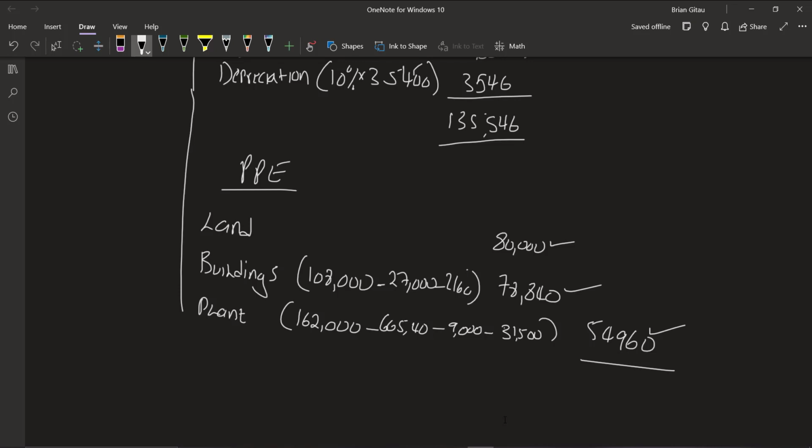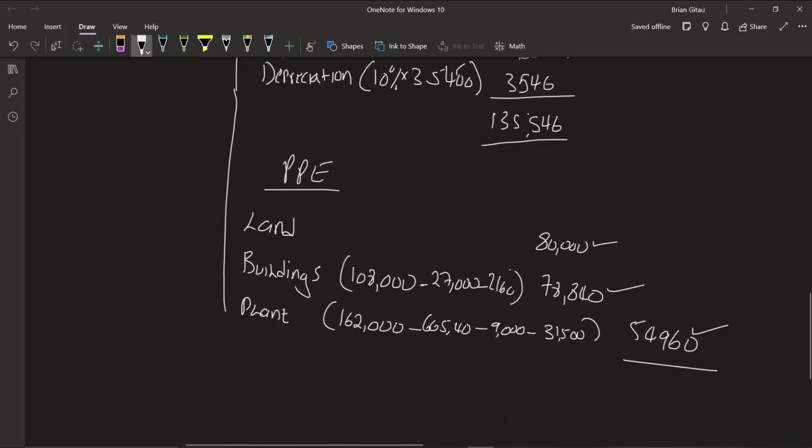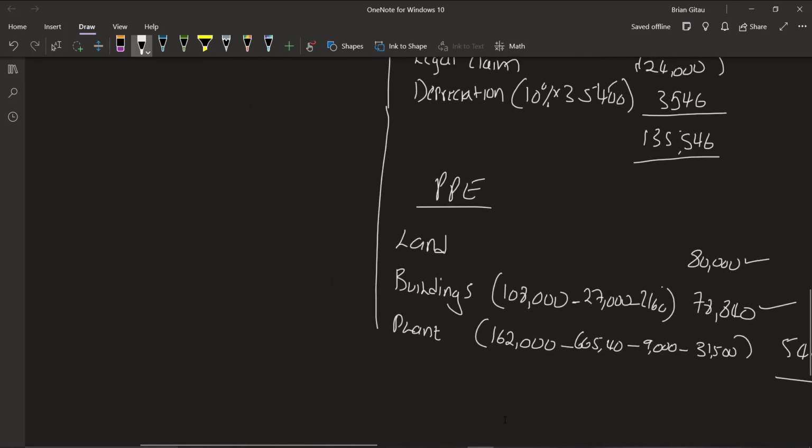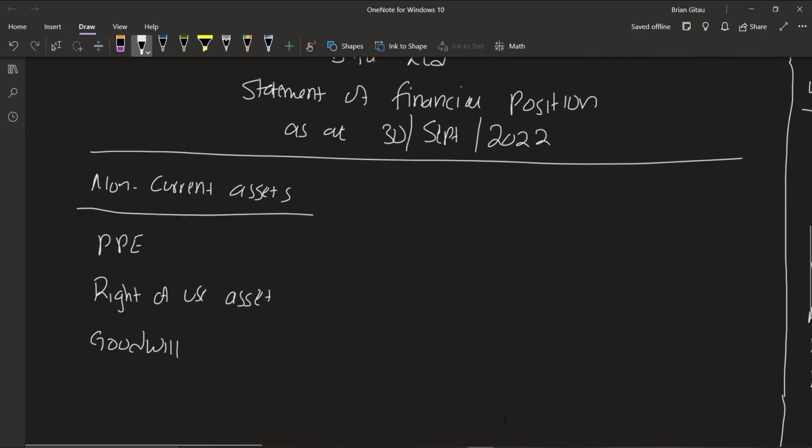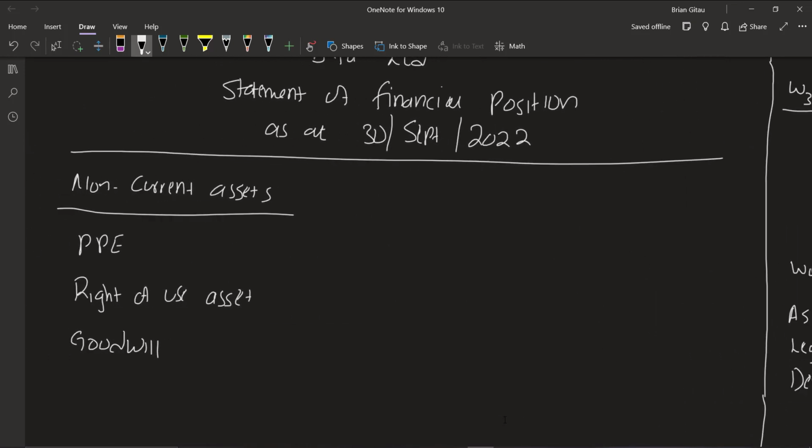That is giving us a PPE value of 213,800. It's giving us a PPE value of 218,300. So we have 213,800.